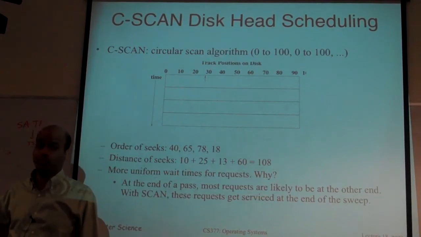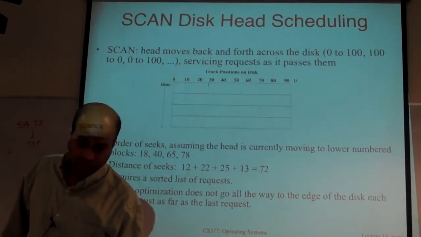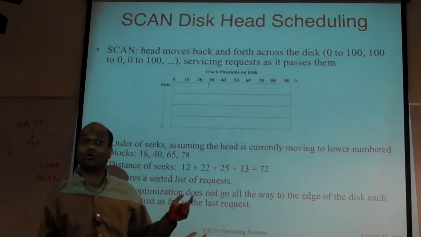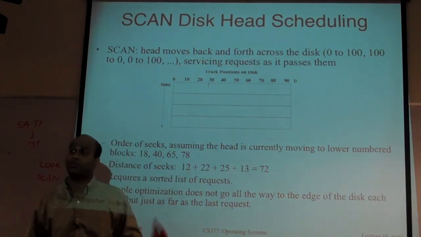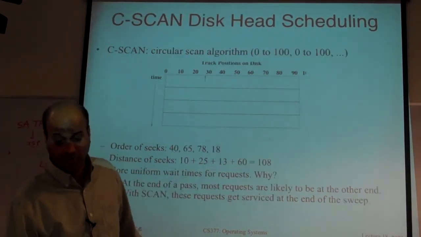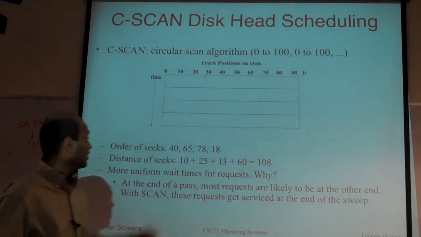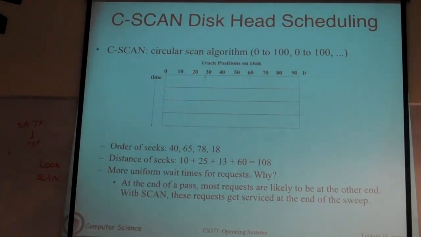Okay. Same optimization that I talked about in this slide, where you don't go to the end, you can switch directions if you reach the first or the last request. So if you do that, this is what you're going to get. 108 is your seek over.